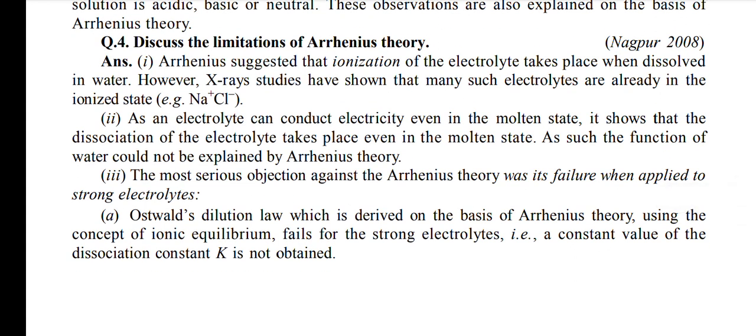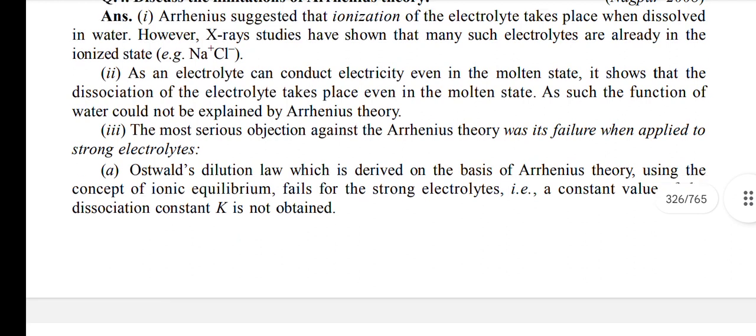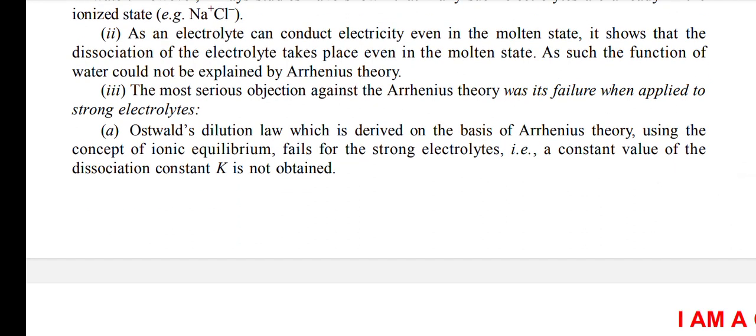Discuss the limitation of Arrhenius theory. Number 1. Arrhenius suggests that ionization of the electrolytes takes place when dissolved in water. However, X-ray studies have shown that many such electrolytes are already in the ionized state. As an electrolyte can conduct electricity even in the molten state, it shows that the dissociation of the electrolytes takes place even in the molten state. As such, the function of water could not be explained by Arrhenius theory.